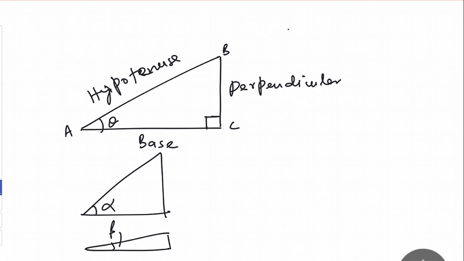Now the question I can ask is, if I change the theta, here this was theta, now this angle alpha is more than theta, and this angle beta is less than theta. If I change this angle, then what happens to the ratio of the sides?